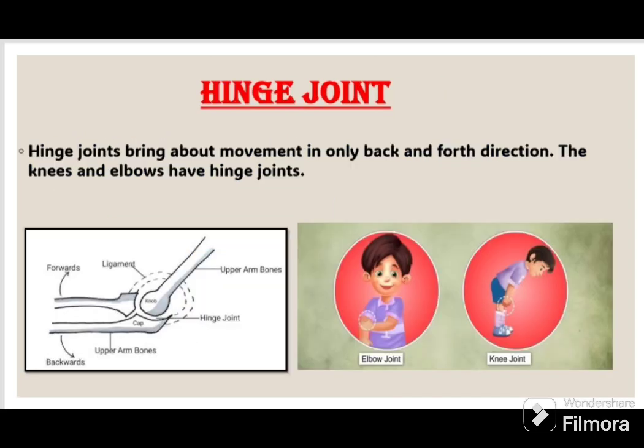Next is hinge joint. Let's have a look at your elbow. We can see that our elbow can bend back and forth to 180 degrees. So hinge joints are the type of joints that allow movement in only one direction. Examples of hinge joints are the joints that we see in our knee, toe or fingers.